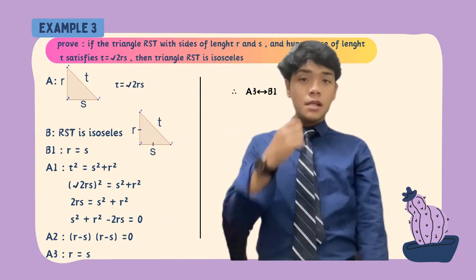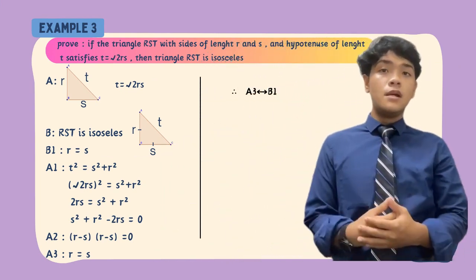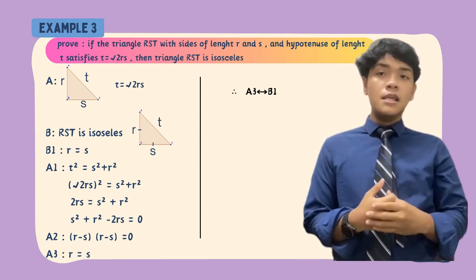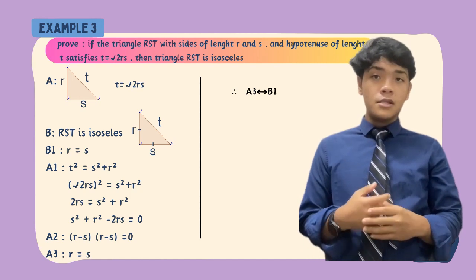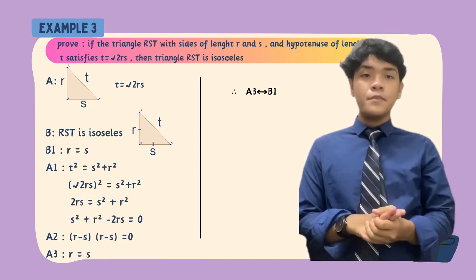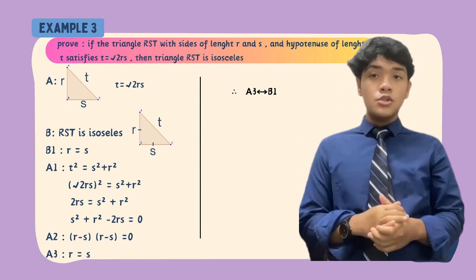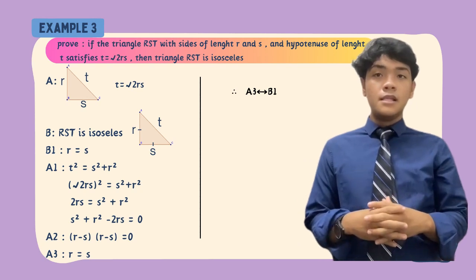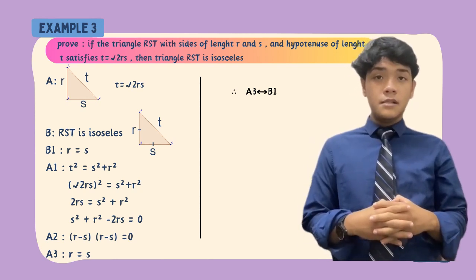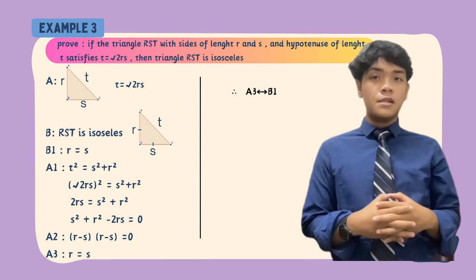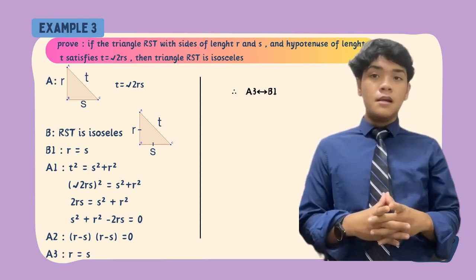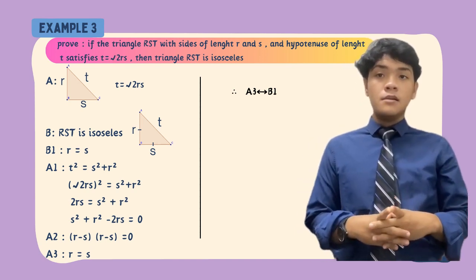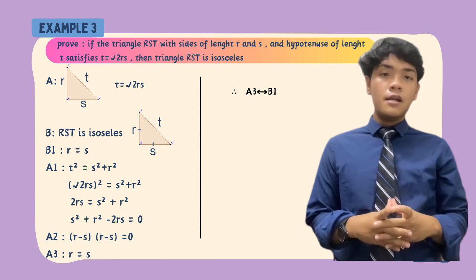So next, example 3. Prove that if the triangle RST with sides of length R and S and hypotenuse of length T satisfies T equal to the square root of 2RS, then triangle RST is isosceles. For this question, we will draw it to make it simple. So A, RST is a triangle with sides of length R and S and hypotenuse of length T. Then B, RST is isosceles, which is R and S are equal. So B1, R equal to S.